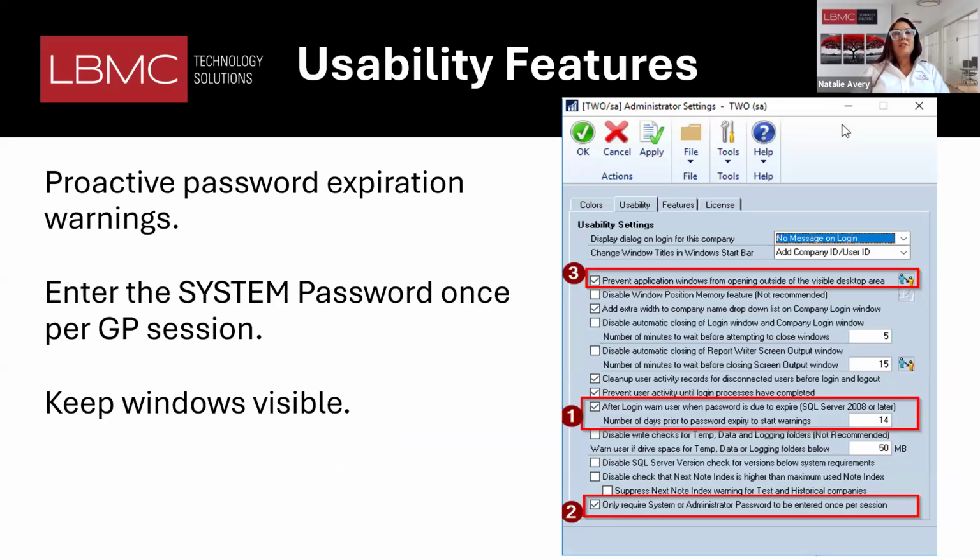Now we are going to move on to usability. So, proactive password expiration. What does that even mean? What that means is if you have to abide by certain security rules, like people must change their password every 30 days, every 60, 90, whatever it is, when that time comes and goes, all of a sudden they can't get into GP anymore. This tool actually lets you give them warnings to know how many days in advance this is going to happen for them.